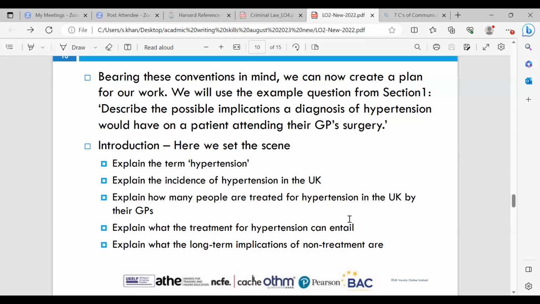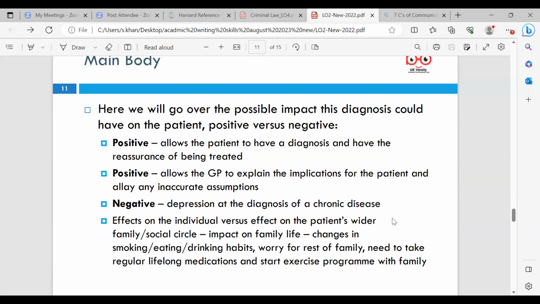You will explain the incidence of hypertension in the UK. You will look at how many people are treated for hypertension in the UK by their GPs. You will explain what the treatment for hypertension can entail, and you'll explain what the long-term implications of non-treatment are. You will then go to the main body. So this is a sample question, okay? Just giving you an example of how you do it.